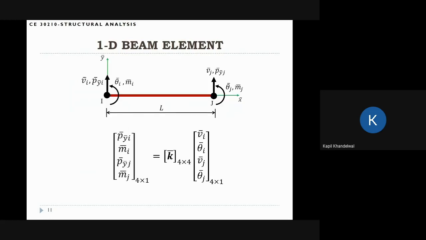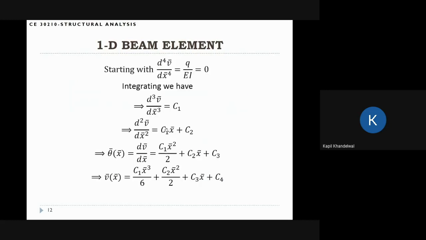So let me go back a little bit. What we want to do is find this stiffness matrix, and for that we have to solve the differential equation of the beam. We are going to start with the differential equation for the flexure. In this case, you can see that q is 0. So it's a fourth order differential equation: d⁴v/dx⁴ is equal to 0.